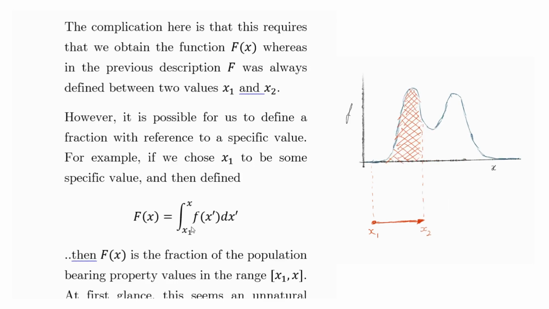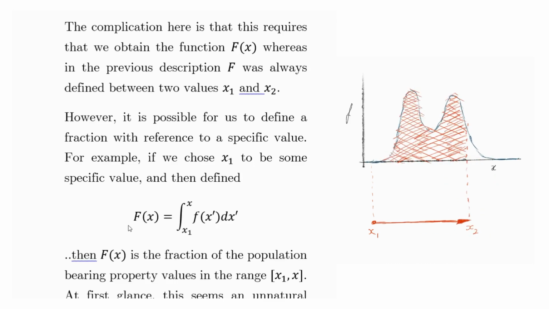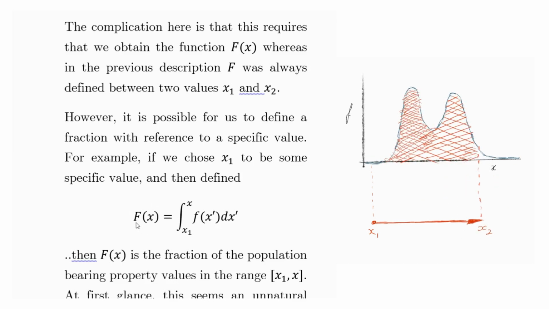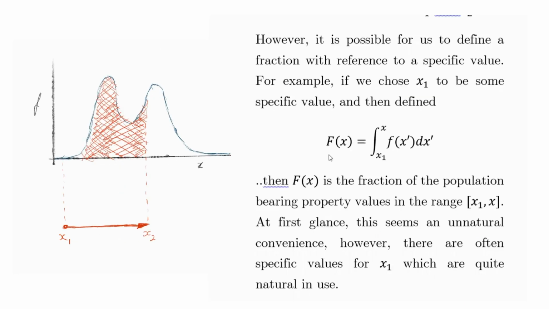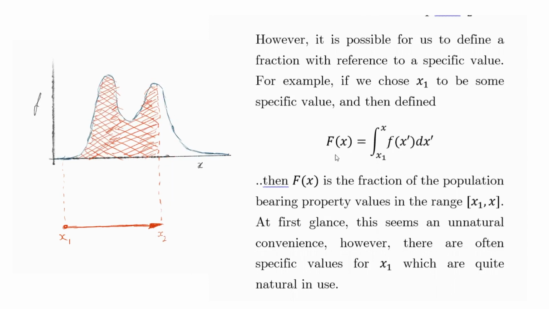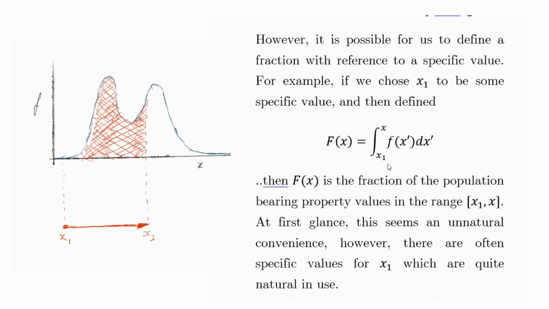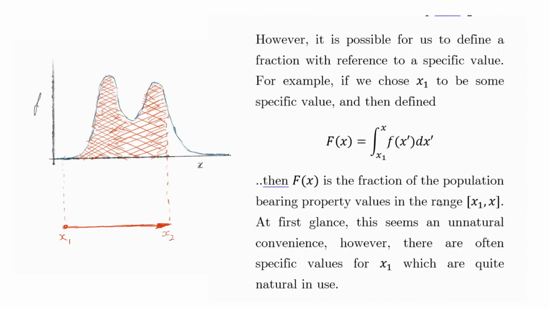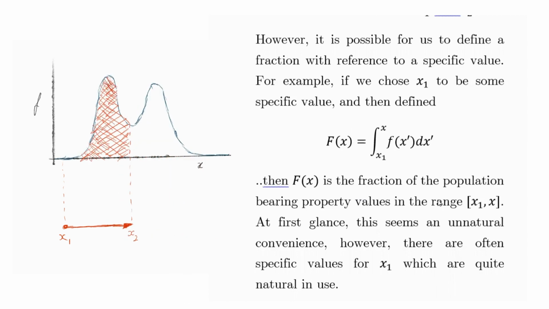At the same time, because x1 is now fixed and x is allowed to be variable, that then creates a function in a single variable x. So this is now our function f of x. And you might think, well, isn't this just a convenience, but it's kind of unnatural because why would you fix the lower limit? Well, you see, there are many properties that do have a lower limit.